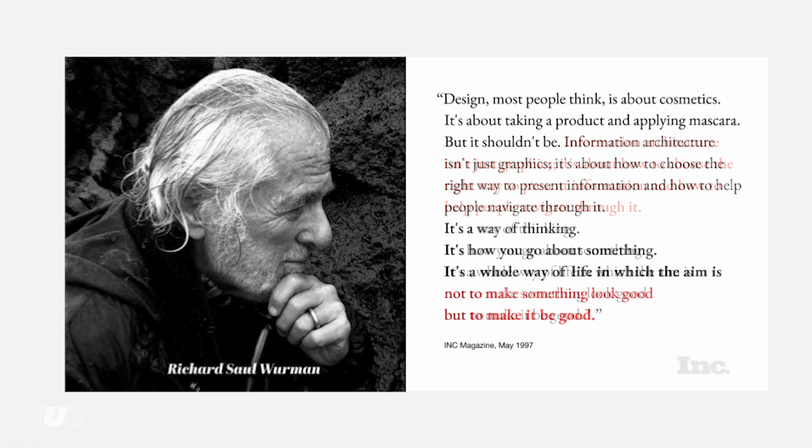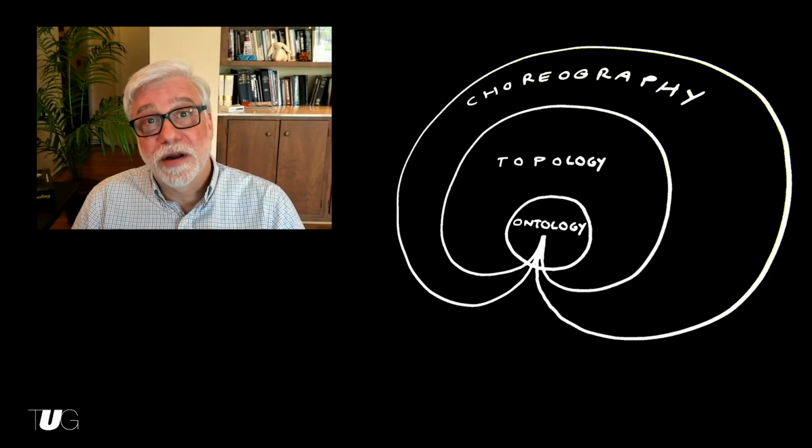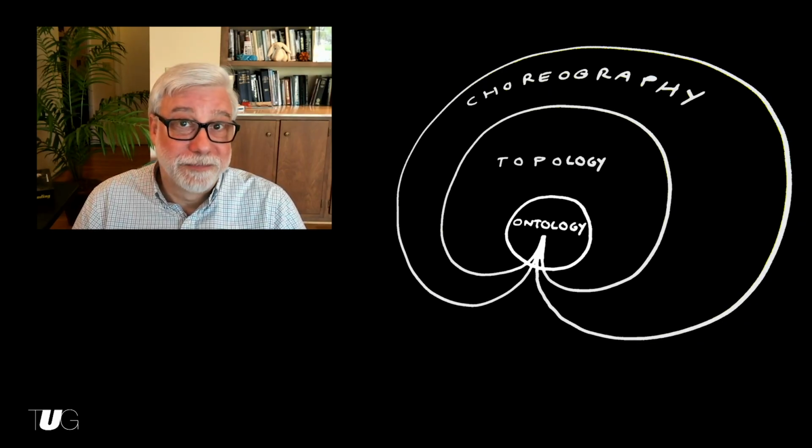To get below the surface and help people build the scaffolding they need to move through our places requires a way of thinking that goes beyond making something look good and works to make it be good. How we approach that challenge is also framed by the model of information architecture introduced 10 years ago by TUG co-founder Dan Klein, and then updated last year with help from Andreas Rosmini.